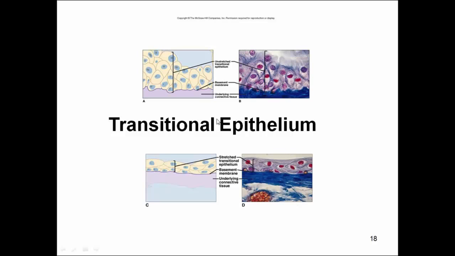Transitional epithelium stretches. We find this in the kidney. So in the upper picture you can see it is not stretched out. The cells look kind of fat, and down below the cells look stretched out to allow for the urinary bladder to fill with urine.